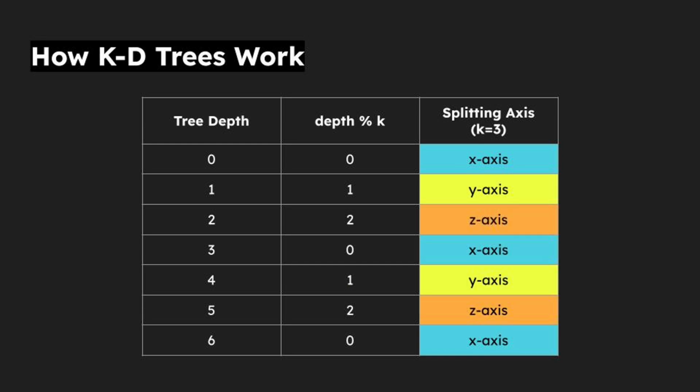directions. For 3-dimensional data, the cycle is depth 0, x-axis; depth 1, y-axis; depth 2, z-axis; depth 3, back to x, then y, then z. This pattern generalizes to any k. Simply take depth modulo k to pick the axis.